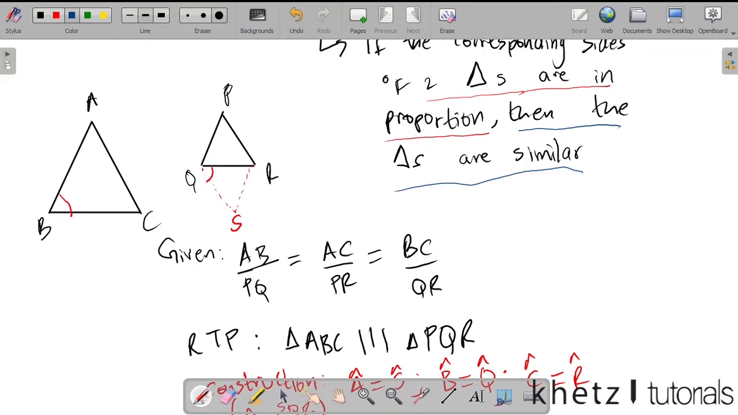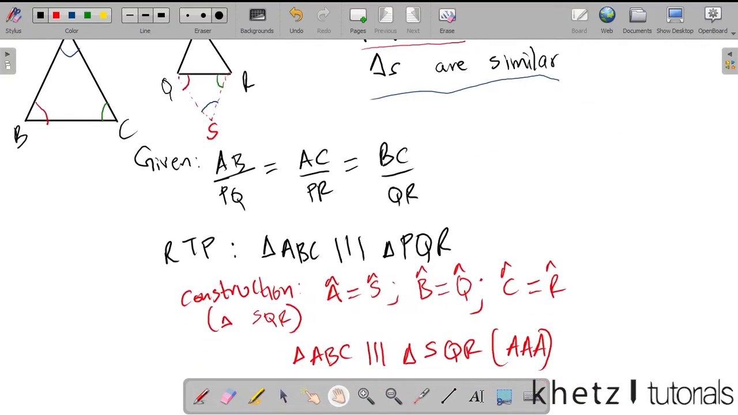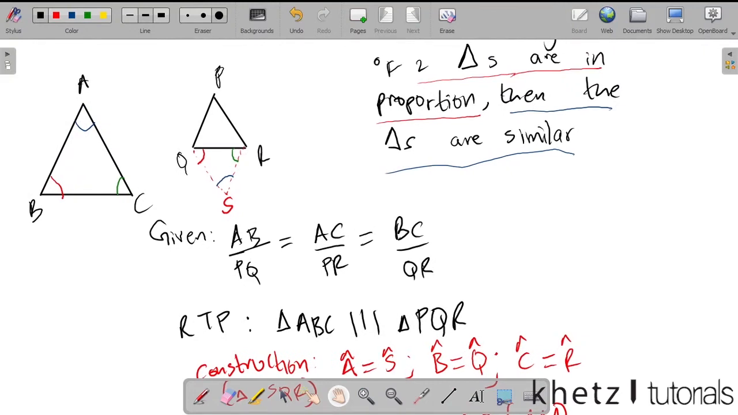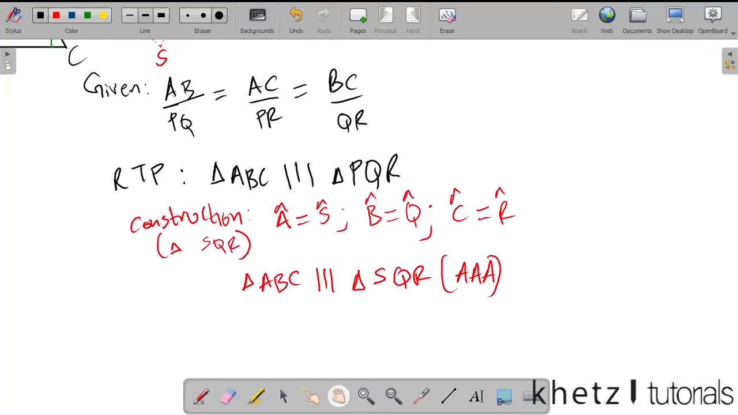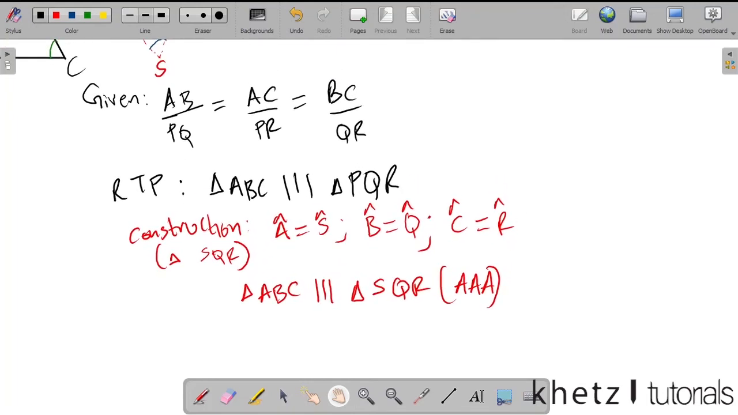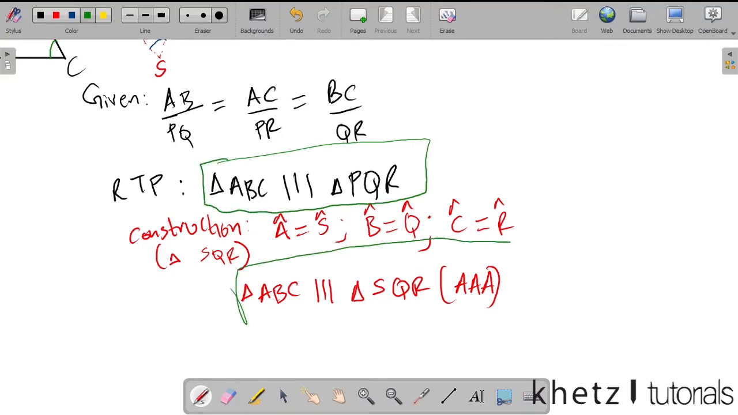This angle would be equal to that angle. So this is from the construction that we made ourselves. So we forced this to be true. We forced the angles to be equal. And now that the angles are equal, we have similarity between the two. So between the construction and ABC. But we haven't answered our question, or we haven't proved what we want to prove. We ultimately want to prove that ABC is similar to PQR. Now we've only proved that ABC is similar to SQR, which is our construction.